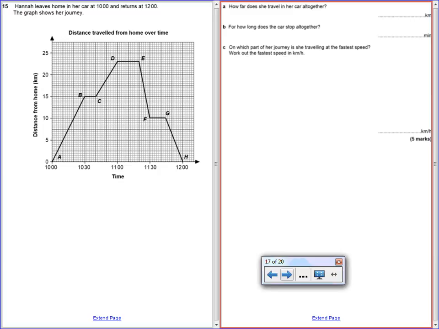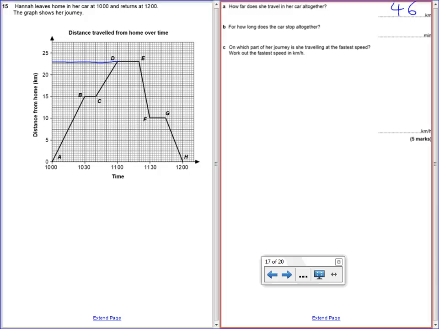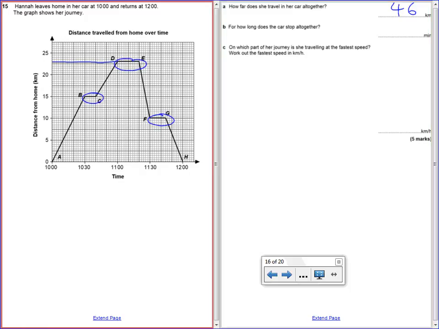Number 15, distance time graph. Firstly, we want to know how far she travels in a car altogether. So she travelled out and then she travelled home. So she travelled a total of 23 kilometres and travelled all the way home. So that's a total of 46 kilometres. And how far did she stop altogether? She stopped here, here, and here.